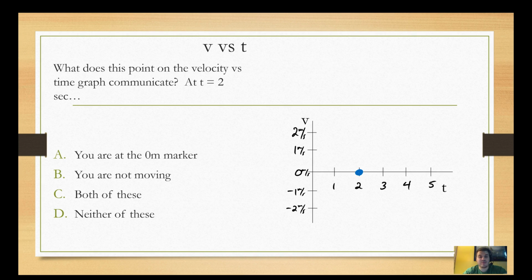All right, let's take a look at velocity versus time graphs here. We have a data point at a value of 0 meters per second. The question is, at this 2 second interval, what does this communicate? What this communicates to us is that our velocity value is 0. The common mistaken answer choice would be A, that I'm at the 0 meter mark, but that would have to be a position versus time graph, not a velocity versus time graph. So on a velocity versus time graph, I don't know where I am without more information. I just know my velocity.